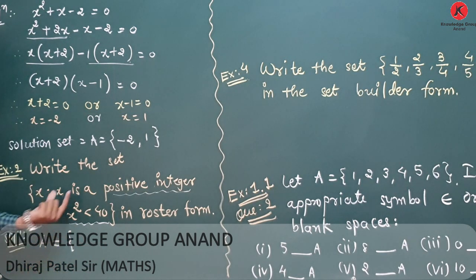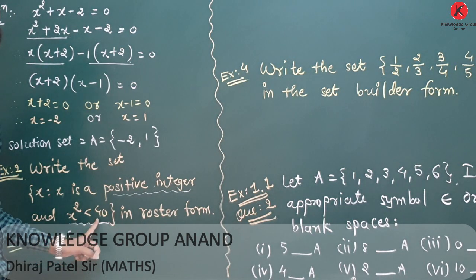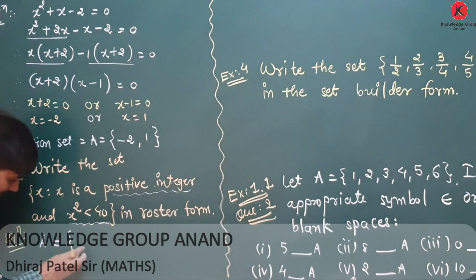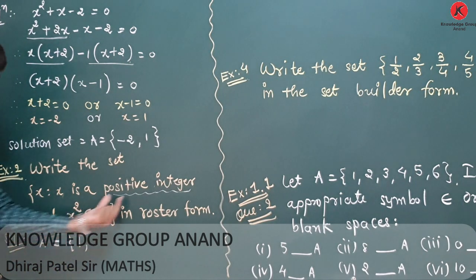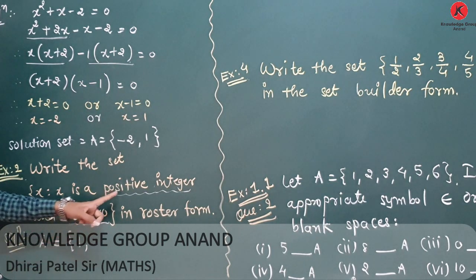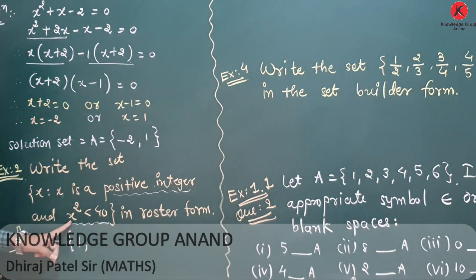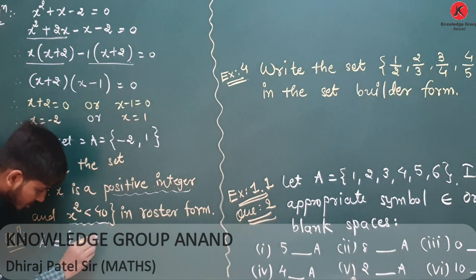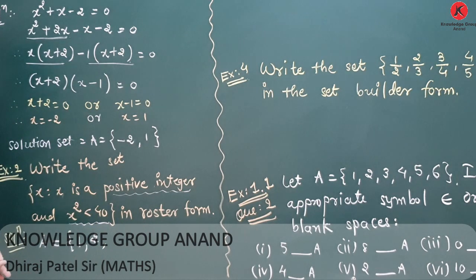A equals the solution set. Now first, 1 is a positive number and its square, 1 squared, is also less than 40. Therefore we can write 1 here. Clear? Because 1 satisfies these two conditions. Now taking 2, a positive integer, and 2 squared, which is 4, is less than 14. This number 2 is also satisfying this condition.